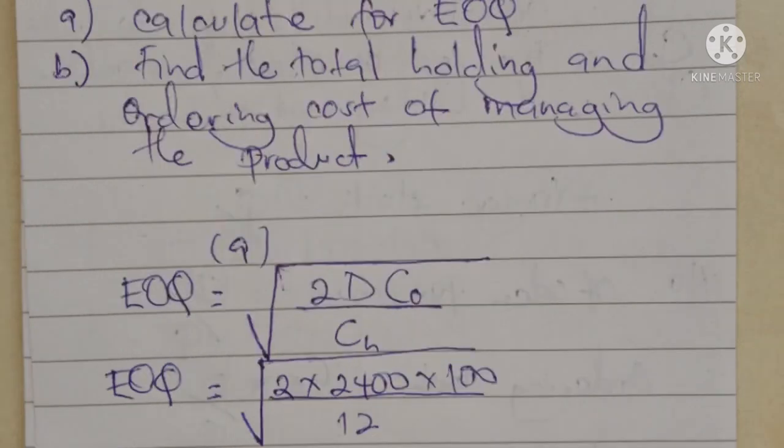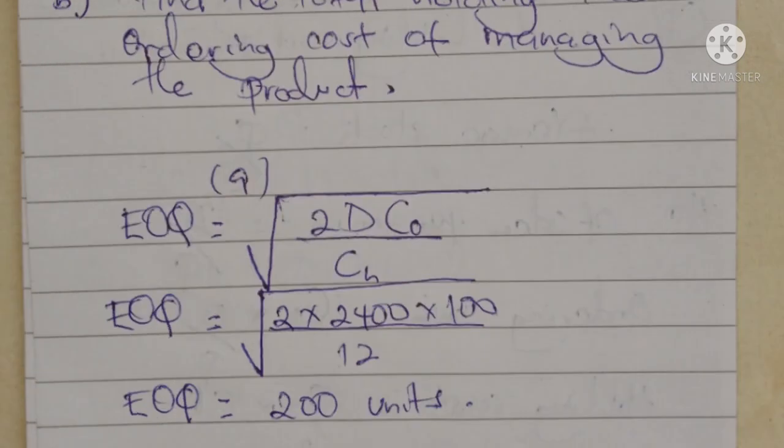When we substitute in, it's square root of 2 times the annual demand, which was 2,400 units, times the ordering cost, which was 100 shillings, over the carrying or holding cost, which was 12. And when we use a calculator, the economic order quantity is 200 units, and that's what they asked for in the question.